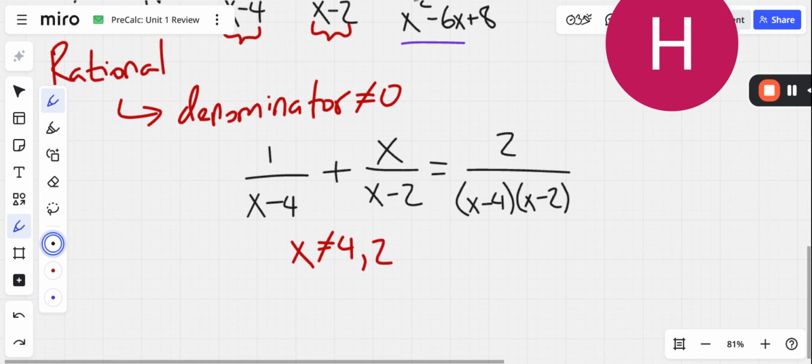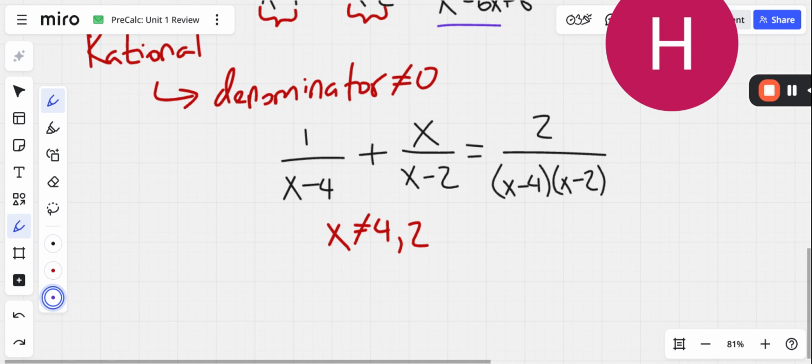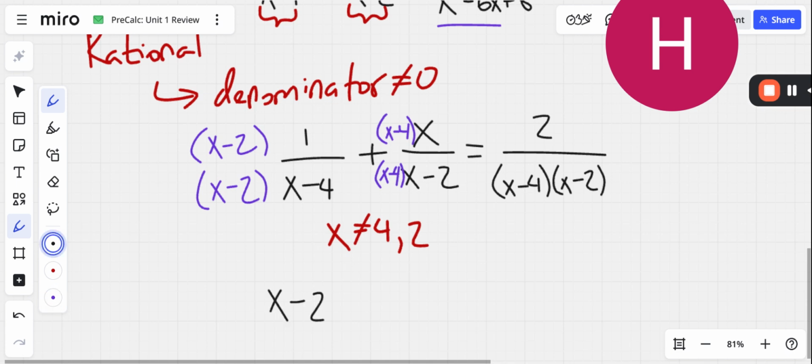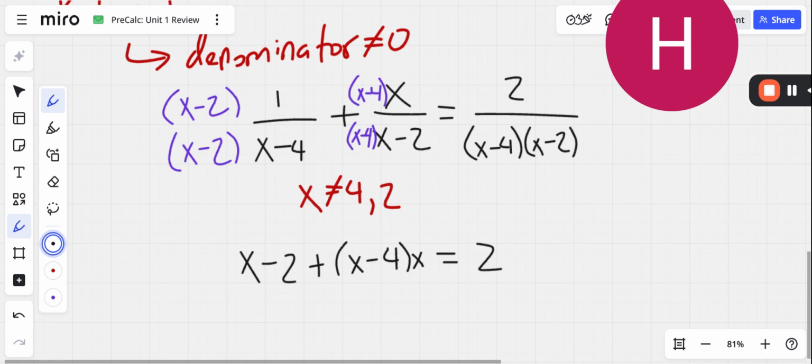So what we're going to do is multiply x minus 2 on x minus 2. We're going to multiply x minus 4 on x minus 4. And that will leave us x minus 2 plus, always use parentheses here, x minus 4 times x. And this just equals 2, because now that everyone has the same denominator, we can really just cancel out the denominators. We already took into account what values would make the denominators 0, so we can just completely ignore these. They're all shared denominators. And we can move on as follows.